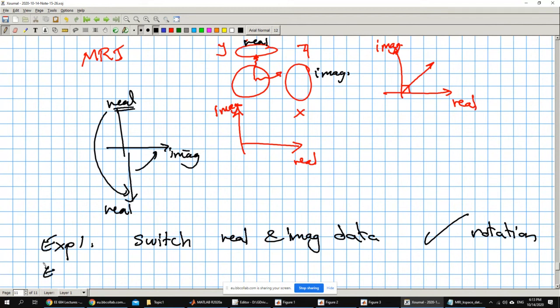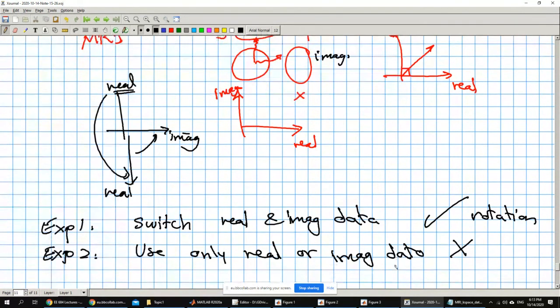The second experiment, use only real or imaginary data. The output, unacceptable. Okay, what else should we do?